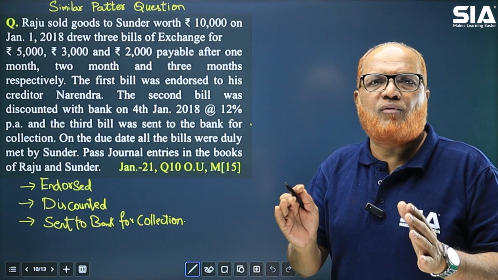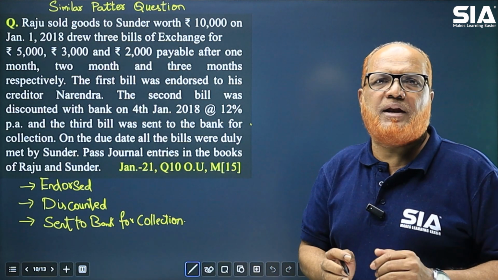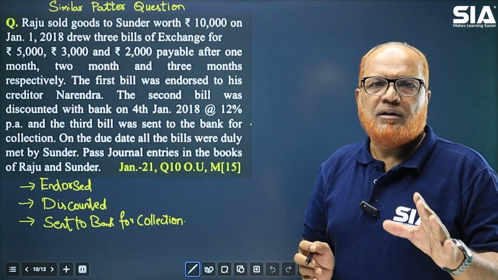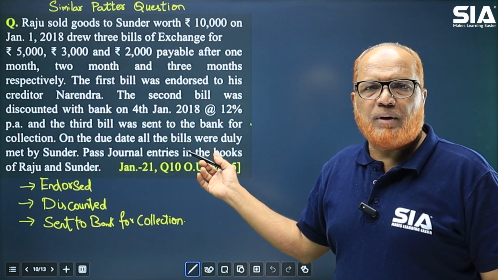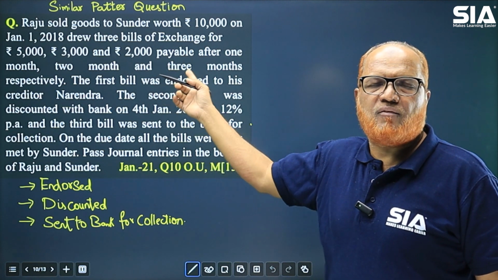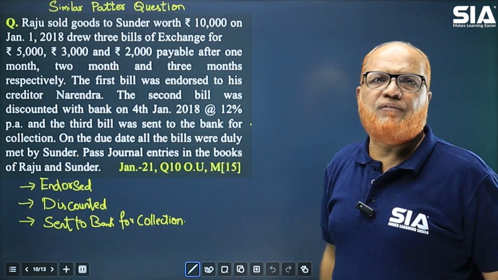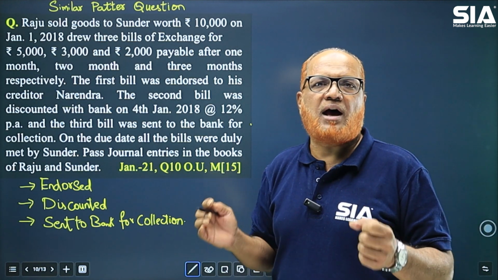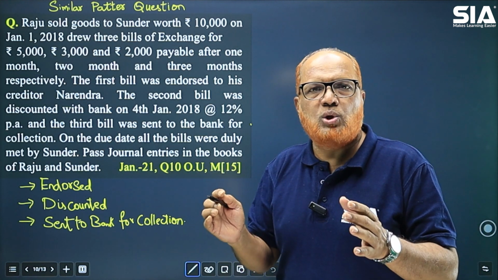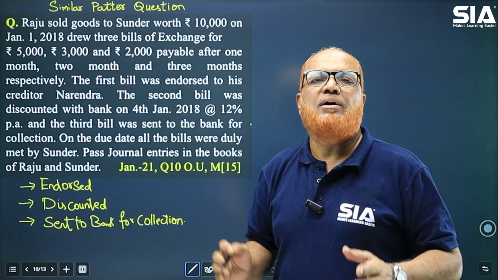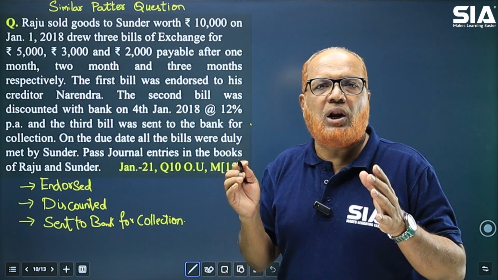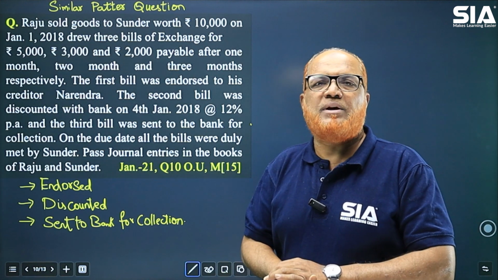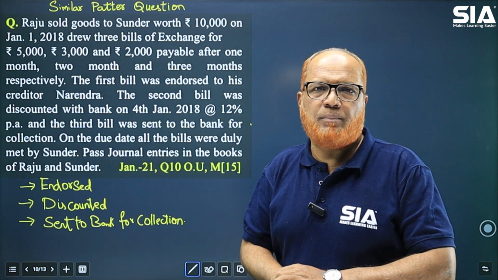Same steps you follow as I have just explained in this video. The problem regarding three bills. The only thing is, one bill is sent to the bank for collection and the durations of all the bills are different. So if you want the complete command, go to the SIA app, find out the solution, find out the answer, see the problem. Definitely you can learn a lot from this application. So I wish you all the best on behalf of SIA Publications.